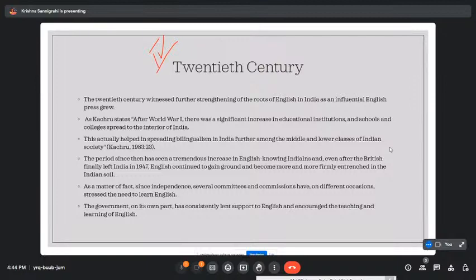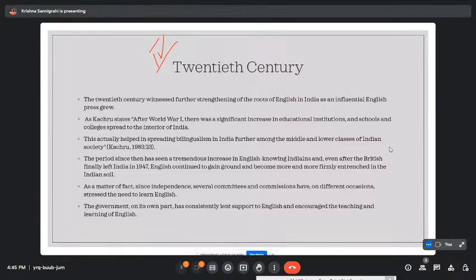That is why the 20th century witnessed further strengthening of the roots of English in India as an influential press grew. As Kachru states, after World War I, there was a significant increase in educational institutions, and schools and colleges spread to the interior of India, the villages where the light of education had not reached. Slowly, it started reaching the interior of India. This actually helped in spreading bilingualism further among the middle and lower classes of Indian society. The period since then has seen a tremendous increase in English-knowing Indians. And even after the British finally left India in 1947, English continued to gain ground and become more and more firmly entrenched in the Indian soil.